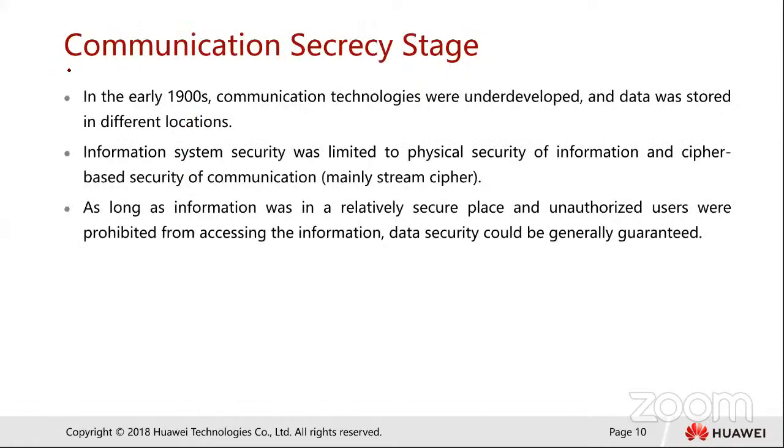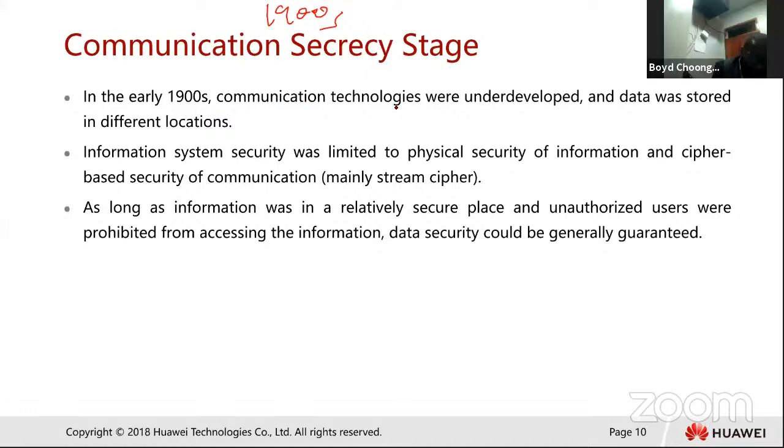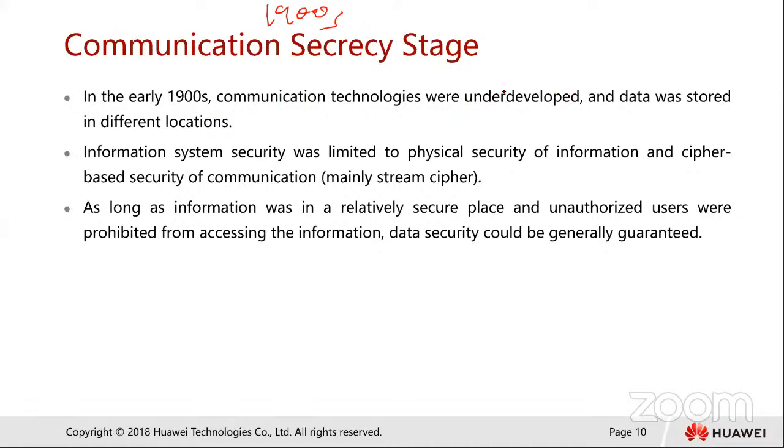So just look at the communication secrecy, which was in the 1900s, the first stage. In the early 1900s, communication technologies were underdeveloped and data was stored in different locations, like military army bases. Information security was limited to only physical security of information, and they used cipher-based security of communication, mainly stream cipher. They had cards that they used, you go and press the card and move it and transfer it from one machine to another. So they used that kind of mechanism.